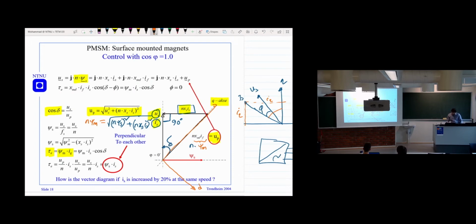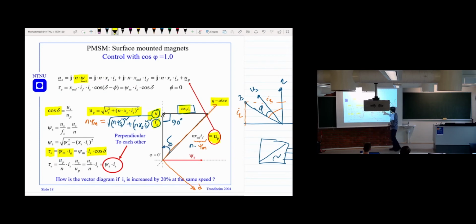Delta, you can say here, we have the angle delta now, because both the US and IS are in the same position. So you can write IQ is equal to IS cos of delta. Now again, I want to replace this equation with some part like the stator flux, this magnetic flux.